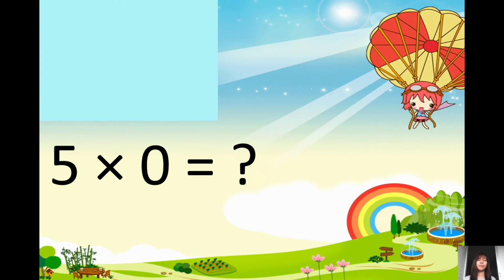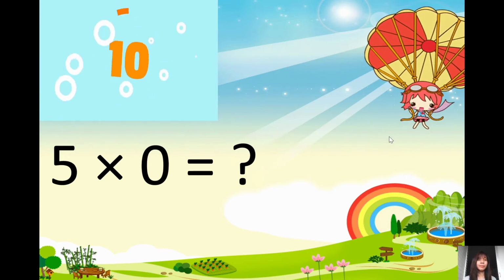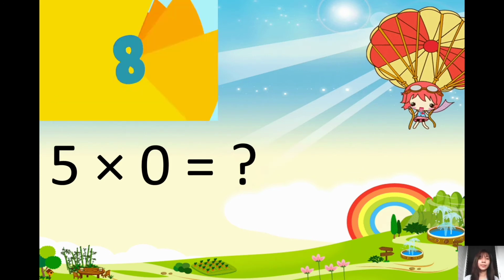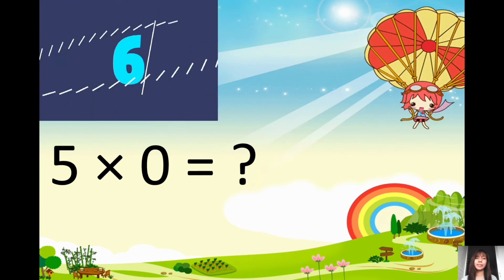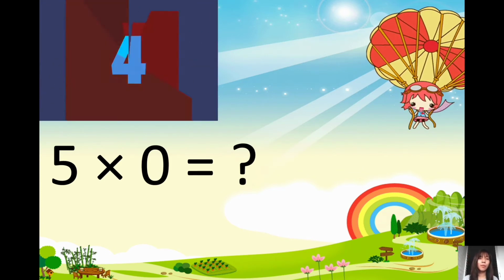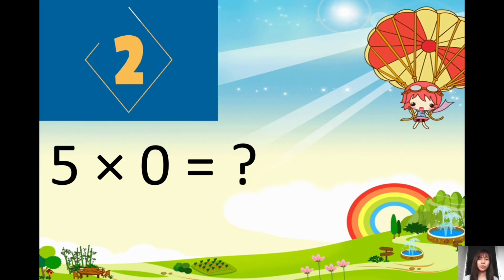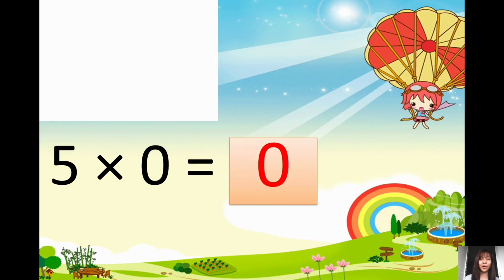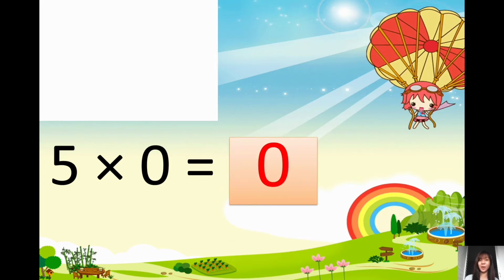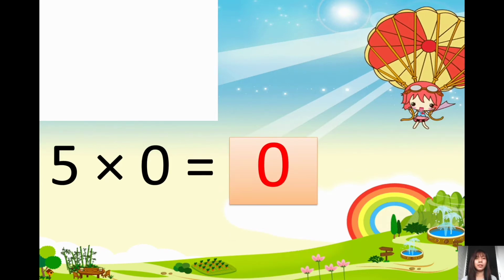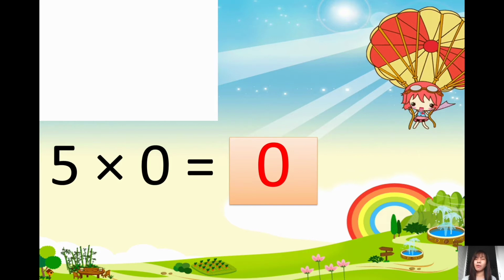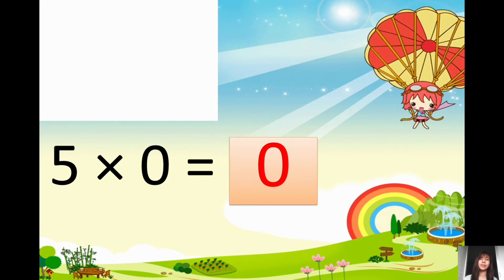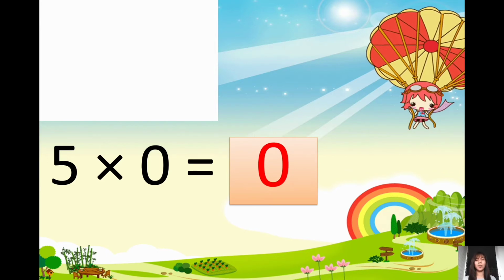Okay, another example. 5 times 0. Ready, go! Okay, time's up. The answer is, of course, 0. Any number that you multiply by 0, you will still get the answer 0. The answer is always 0.